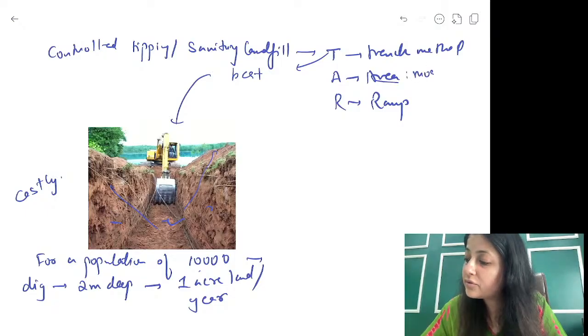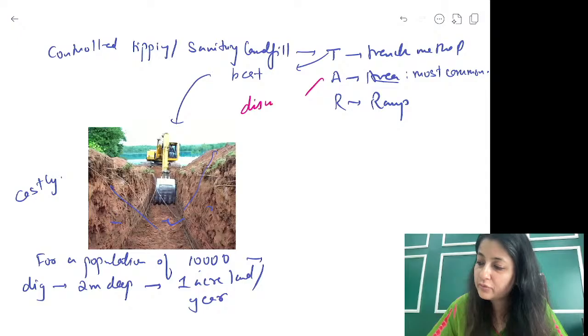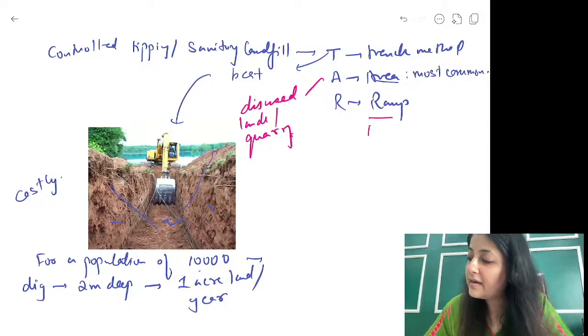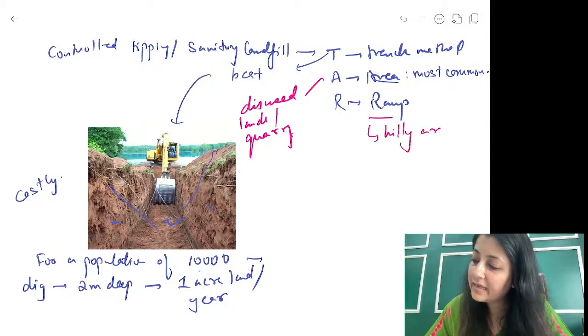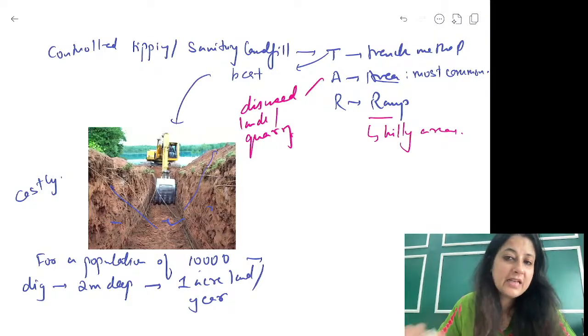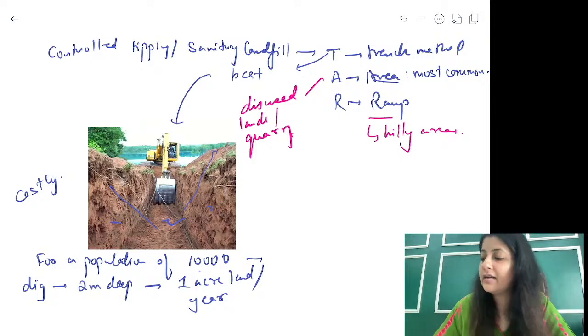Area method is the most common, guys. All right, what is the area method? Wherever you have disused lands, barren, disused lands or a quarry, we go and dump the waste there. That is the area method. That land is no longer used, so the end product would be manure. Ramp method is used in hilly areas. Clear? Solid and sewage disposal, everyone, I need a thumbs up. Incineration is not preferred in India for solid waste. It's only for biomedical waste, yellow category.